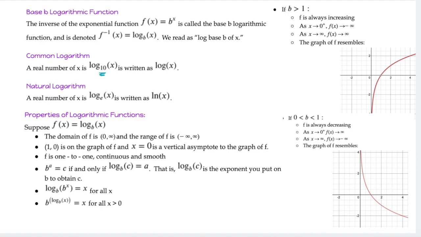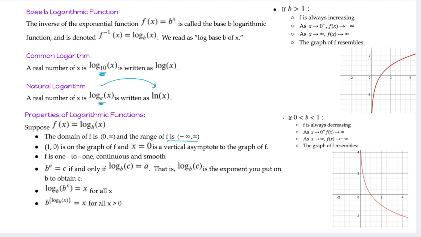We also have what's called the natural logarithm. If our base is e, this is the same as saying the natural log of x. We have similar properties of logarithmic functions, and I have their pictures on the right-hand side. The domain of logarithmic functions, notice, is the range from our exponential function. And the range of our logarithmic function was the domain of the exponential function.